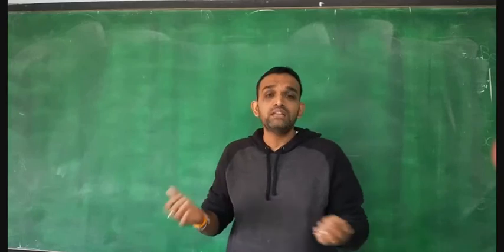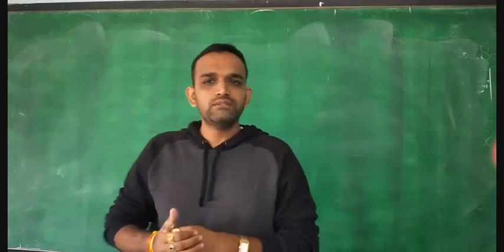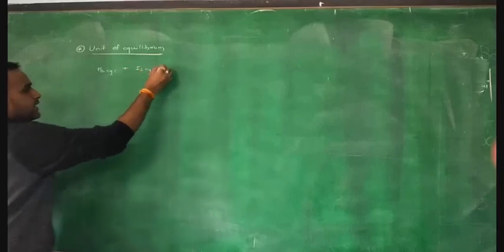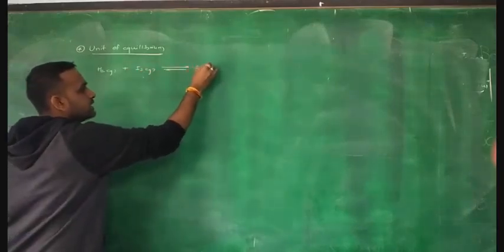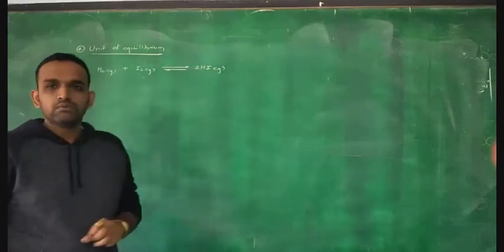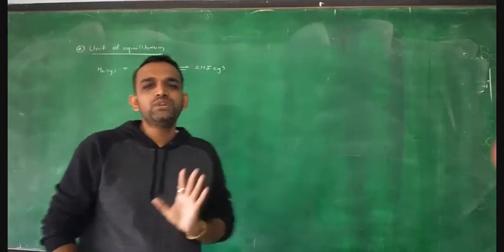Catalyst means what? It simply increases the rate of reaction, right? Now, for example, if I write here the unit of equilibrium constant, we have studied it, but let us study it once again. If you want to find out the unit, then it will be in the form of mole per liter. Take a reaction: H2 gas plus I2 gas gives twice HI. If I have to find its unit, what will the unit be?